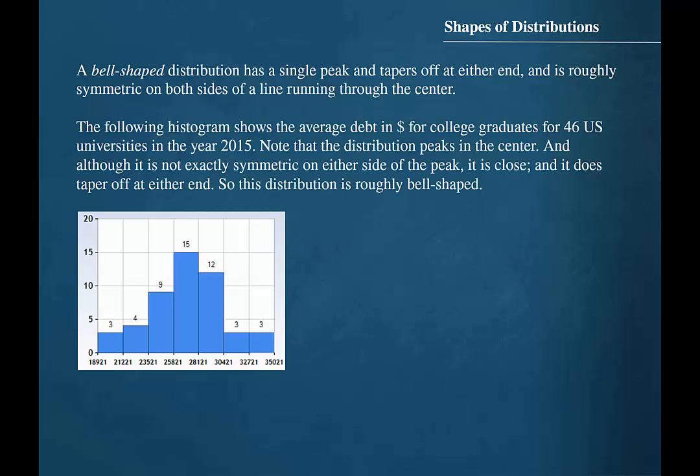The following histogram shows the average debt in dollars for college graduates for 46 U.S. universities in the year 2015. Note that the distribution peaks in the center, and although it is not exactly symmetric on either side of the peak, it is close, and it does taper off at either end. So this distribution is roughly bell-shaped.